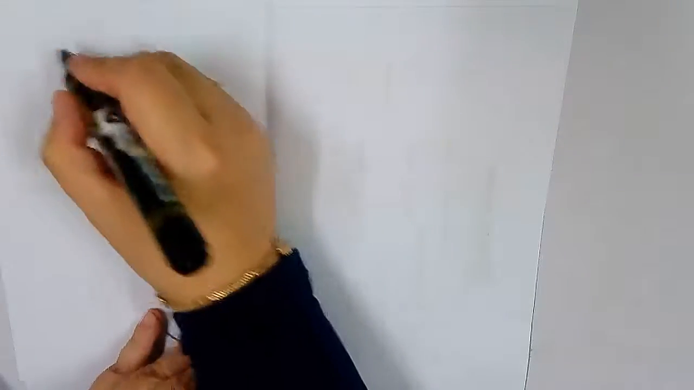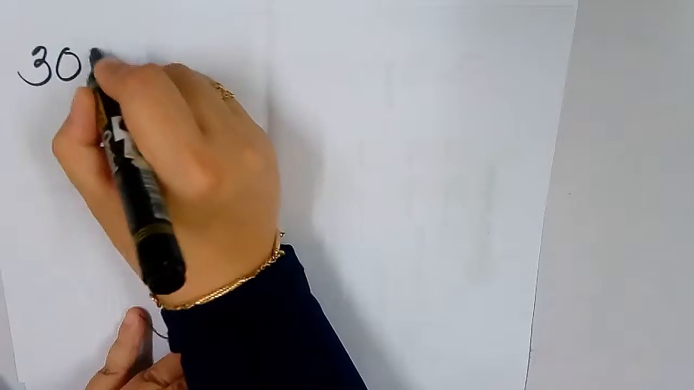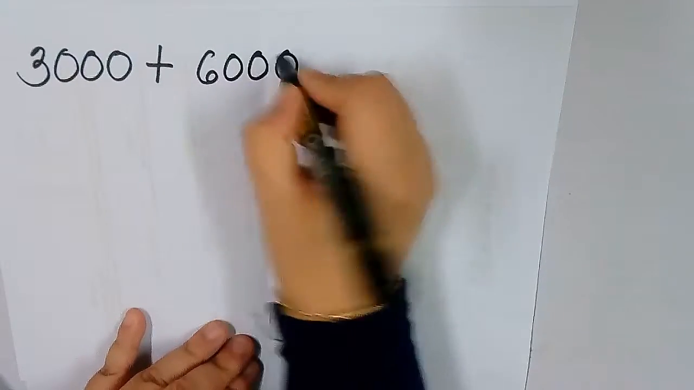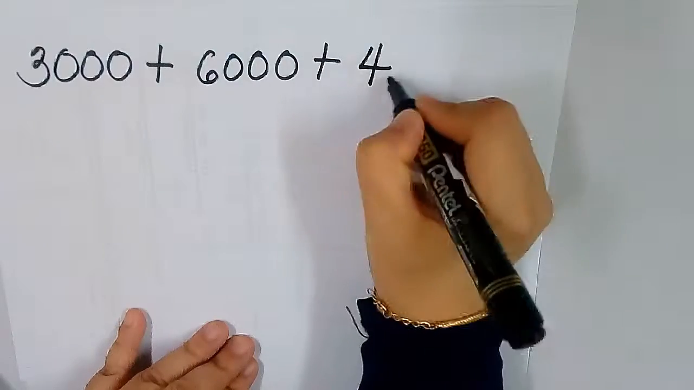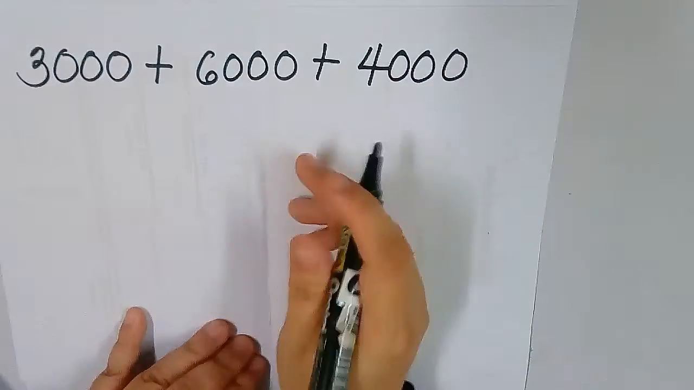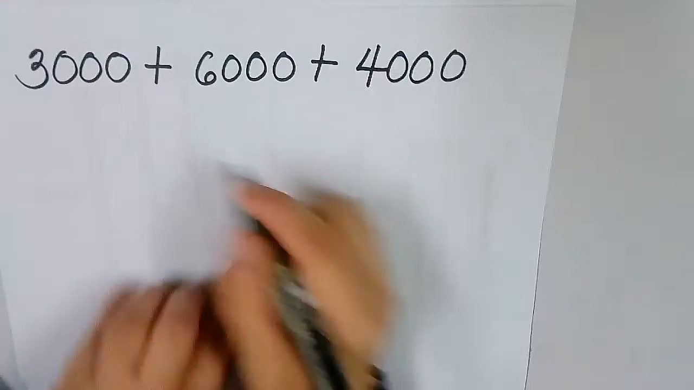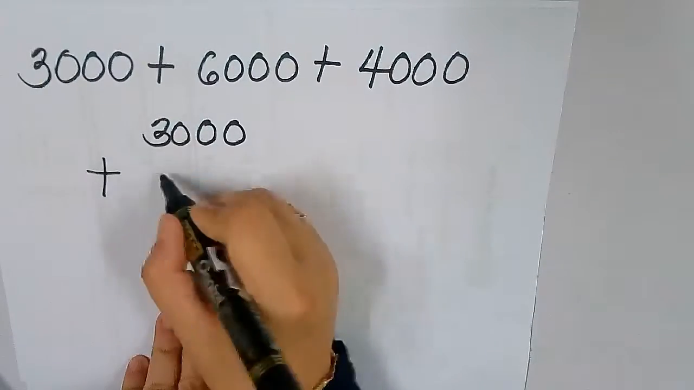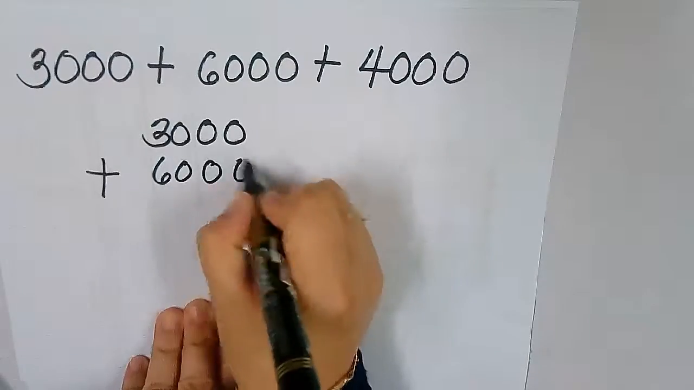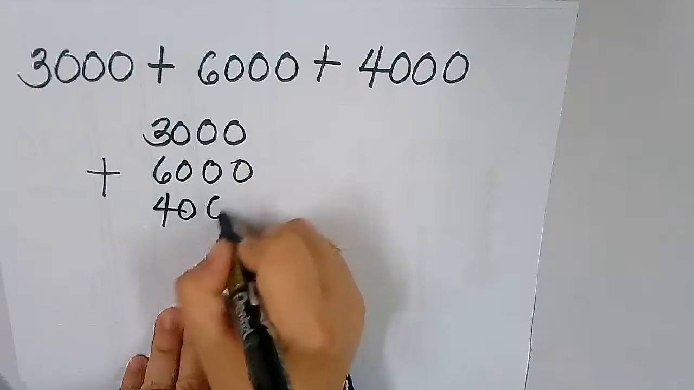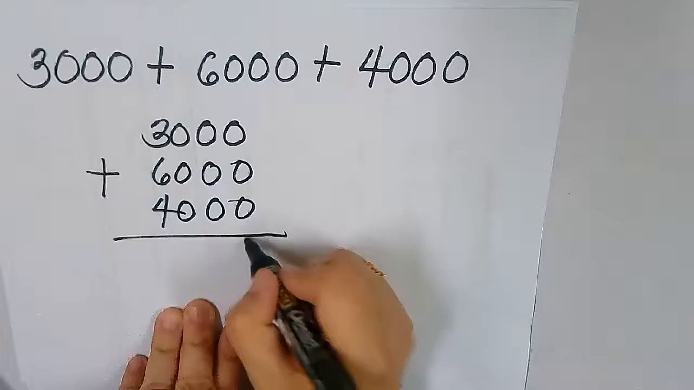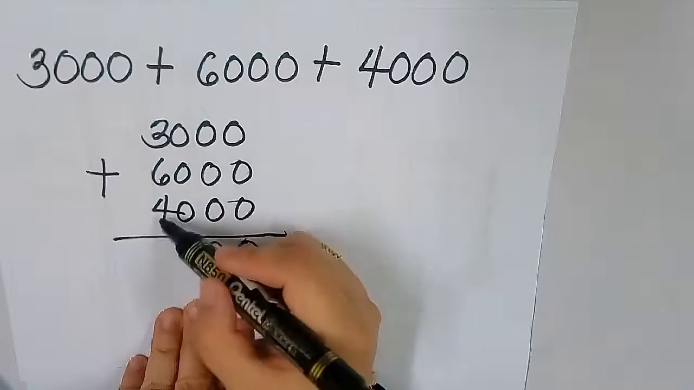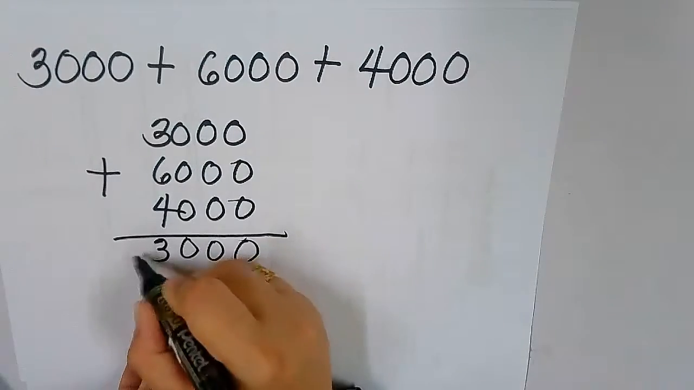Next, let's try to add another one. What if we are given 3,000 plus 6,000 plus 4,000? So, let us try to add all of them at the same time. We got 3,000 plus 6,000 plus 4,000 is equal to 0, 0, 0. 3 plus 6 is 9. Plus 4, we got 13.